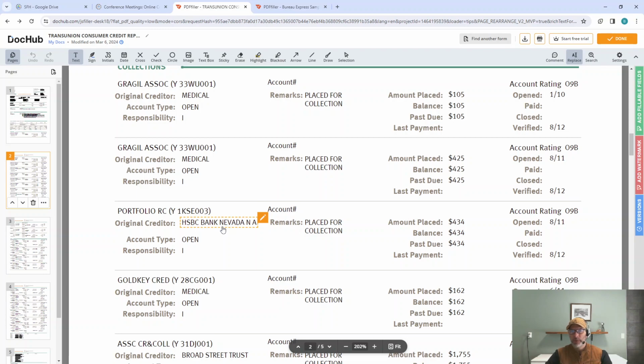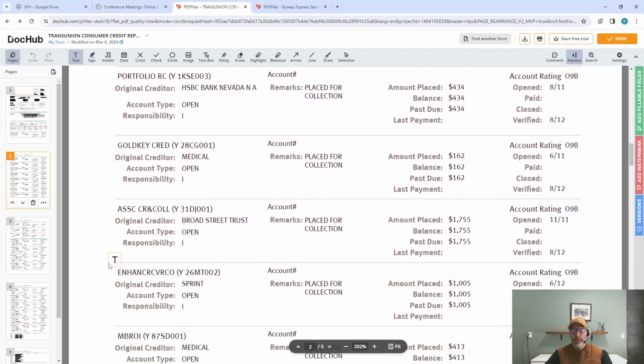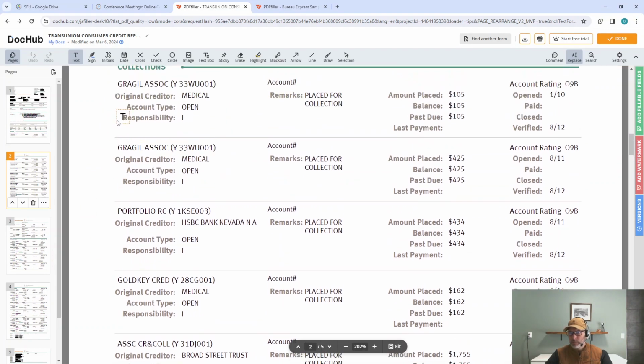required to be paid off when getting a mortgage loan, but something here like HSBC Bank of Nevada at $434 may have to be paid off. It may not, depending on who the underwriter is. Sometimes there's a $250 limit, sometimes there's a $500 limit from what I've seen. And again, underwriters can make that discretionary call. This particular person, if I was an underwriter looking through here, I would see that they had some medical issues.